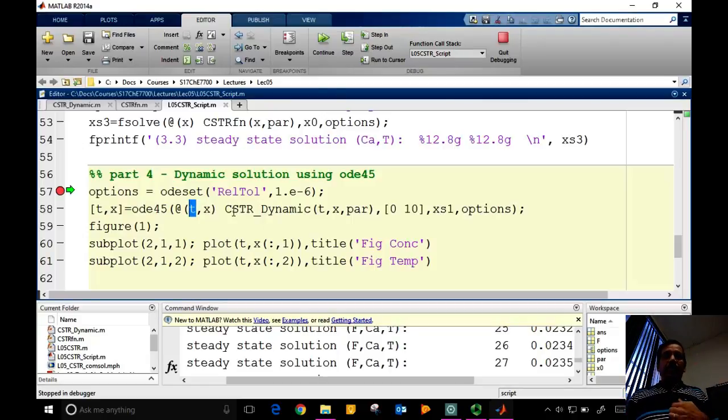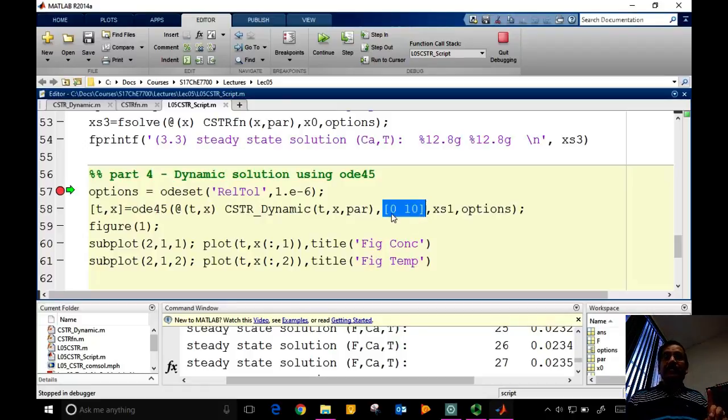So I wrote another function called CSTR dynamic, and that has time as one of the inputs, the state, and then all the parameters, 15 values of the parameters. That's how I tell ODE45, this is the problem that you need to solve. I'll show you how the problem looks. It's going to look exactly as the two equations that we saw. And then the next parameter is an initial condition, not an initial guess.